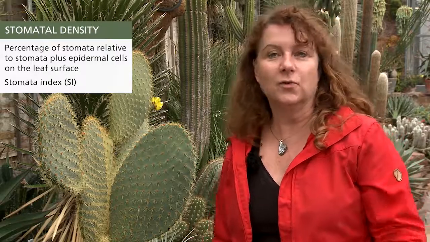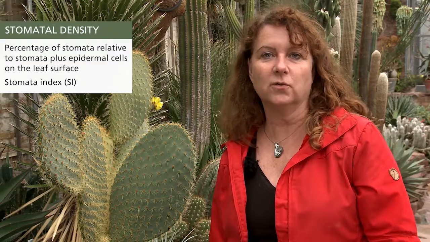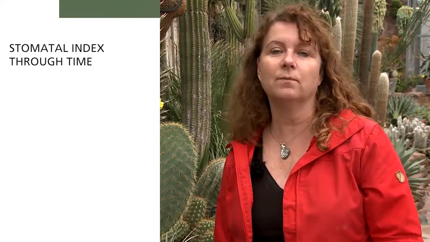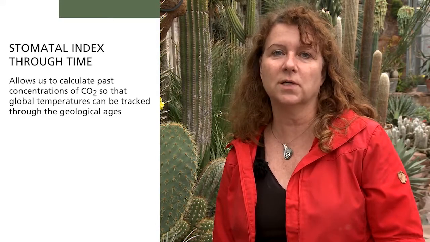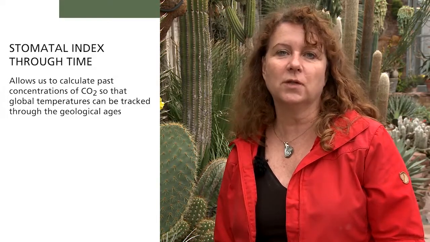So there's an inverse relationship between this and the relative atmospheric concentration of CO2 that has been repeatedly demonstrated for a wide range of plant taxa through time. Thus, measuring the density of stomata on plants through time allows us to calculate the past concentration of carbon dioxide, which is, as you probably know, a major greenhouse gas. So the global temperatures can be tracked through geological time.